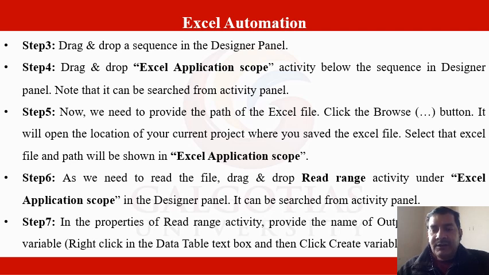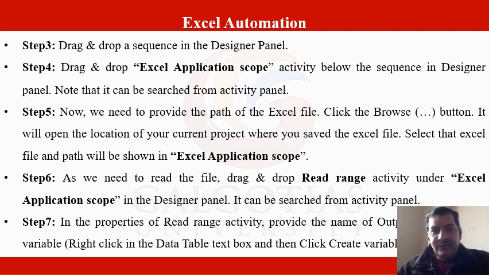I have already told you so many times in lab that an activity can be dragged and dropped either from the activity panel or within the same work area. There will be a plus symbol; you just click on the plus symbol above and you will find each and every activity. It depends on you which method you choose. So in step 4, just drag and drop the Excel Application Scope activity below the sequence in the designer panel.